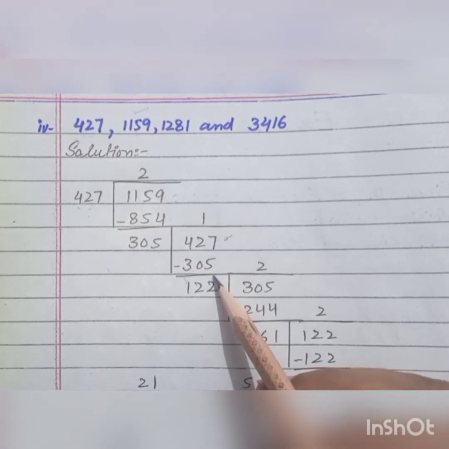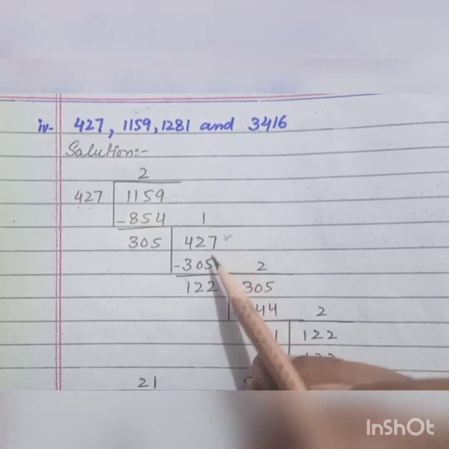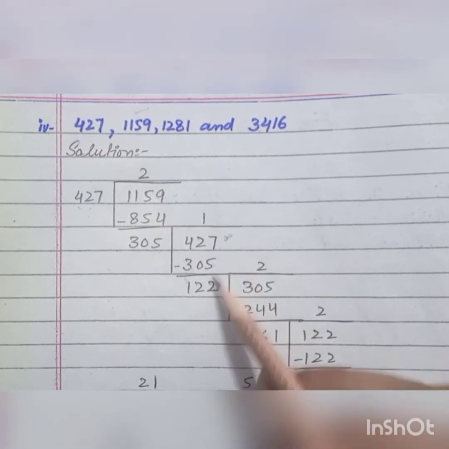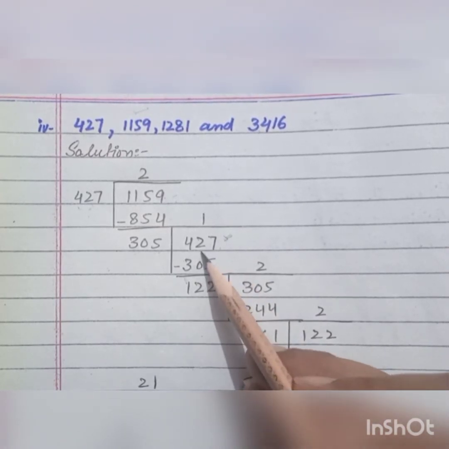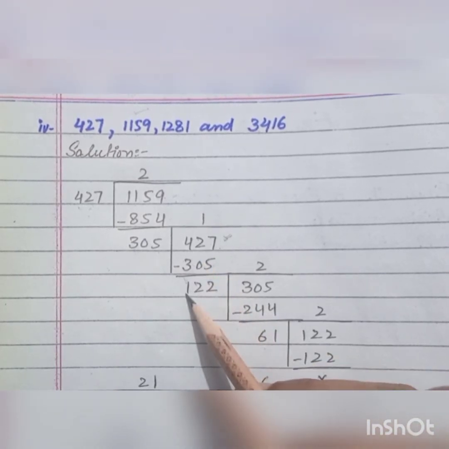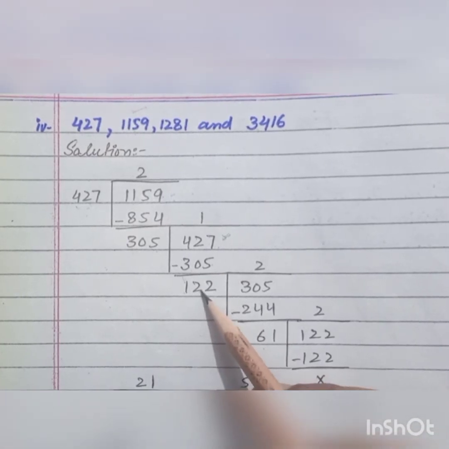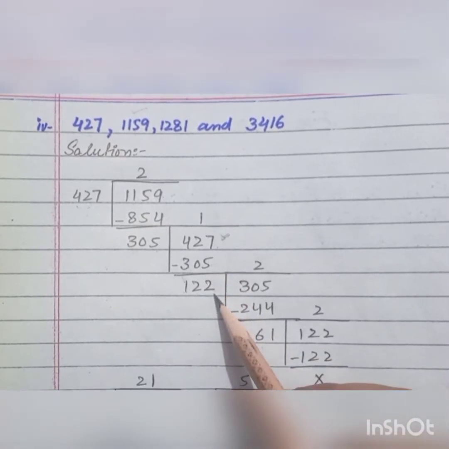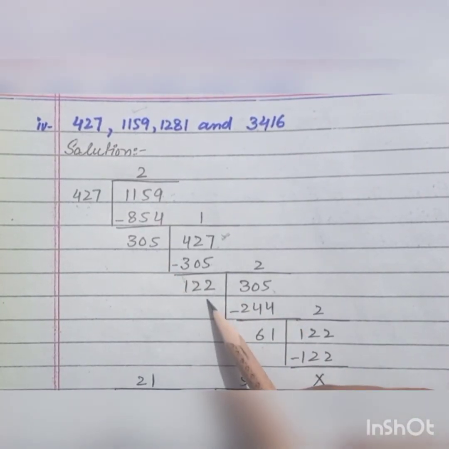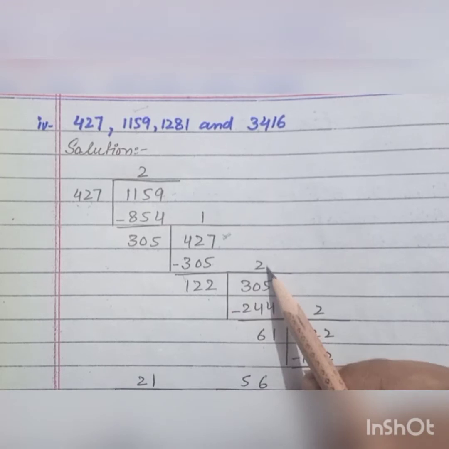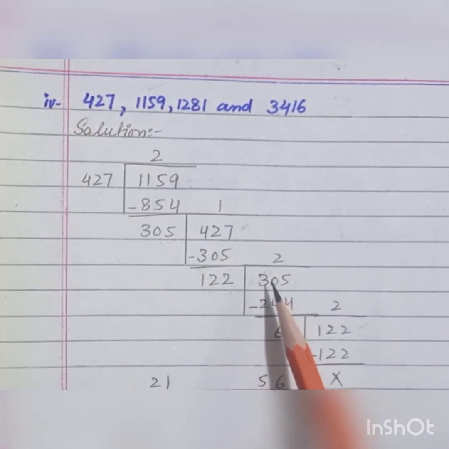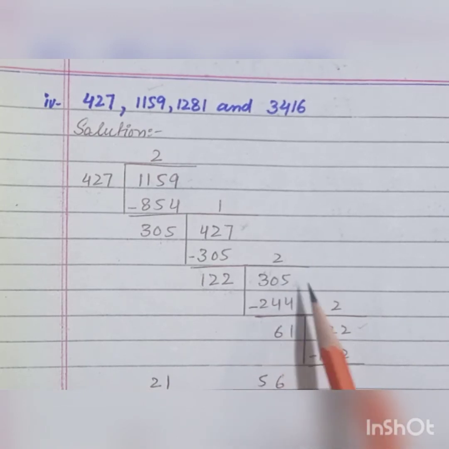If we multiply by 2, then the answer will be greater than this value. So by subtracting, if we subtract 5 from 7, the answer is 2, and by subtracting 0 from 2, the answer will be 2, and by subtracting 3 from 4, the answer is equal to 1. Now the answer of this subtraction is 122. Take this value 305 as a dividend and this value as a divisor, and multiply this value by 2, the answer will be 244. If we multiply 122 by 3, the answer would be a greater value than 305.